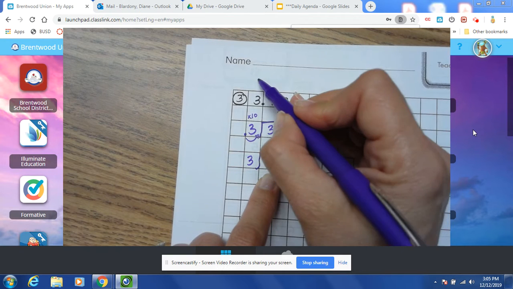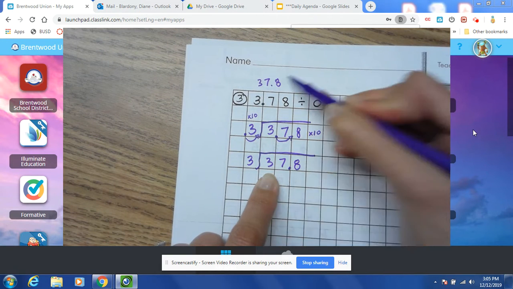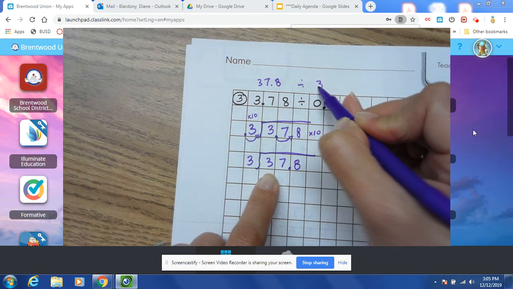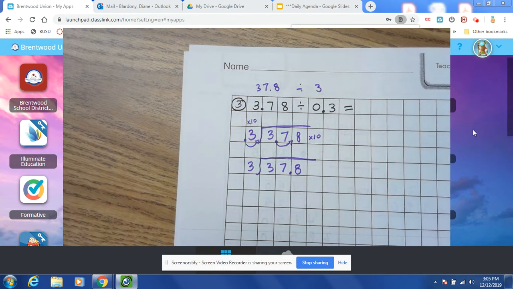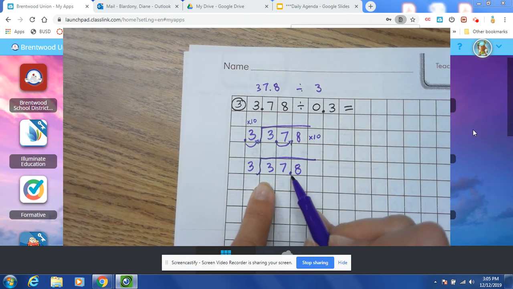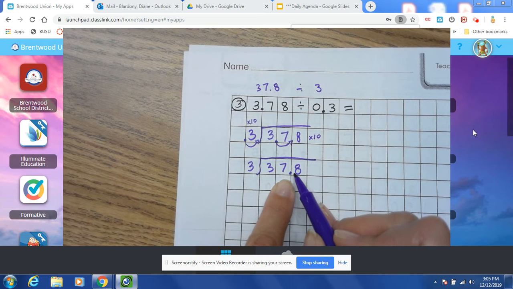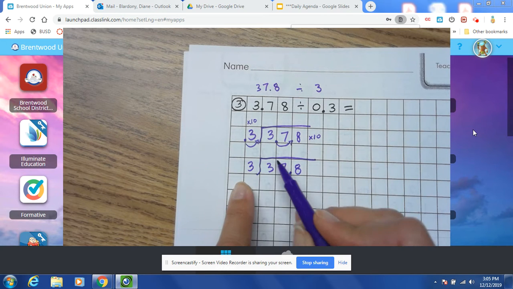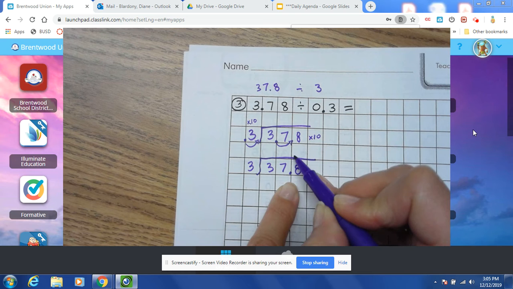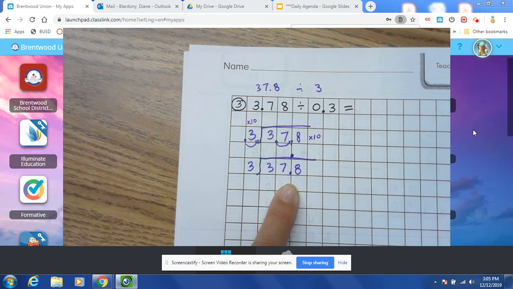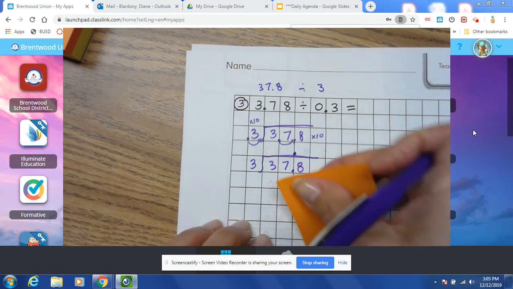Okay, so this is an equivalent expression. This is what it looks like. 37.8 divided by 3, right? Again, just to review that. Okay, so here is my new problem. I do have a decimal point here. This is a whole number, so I'm good to go to divide, but I am going to move this decimal point up to the roof. Okay, now I'm going to divide.